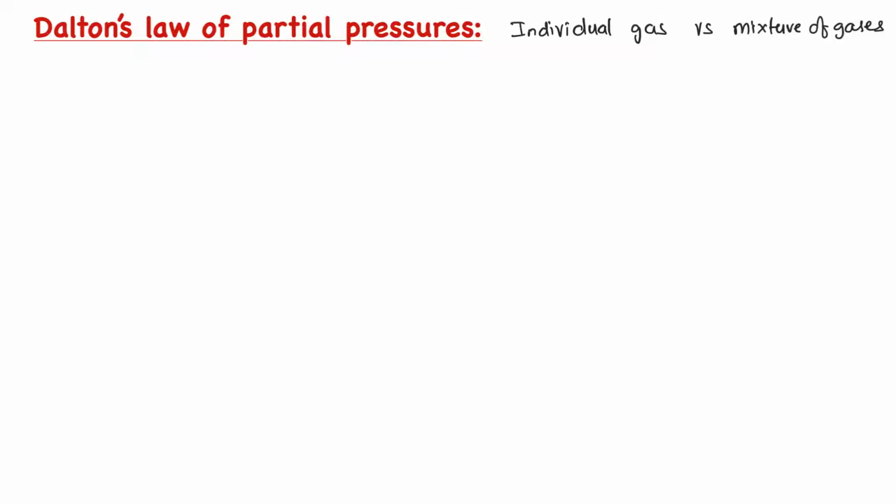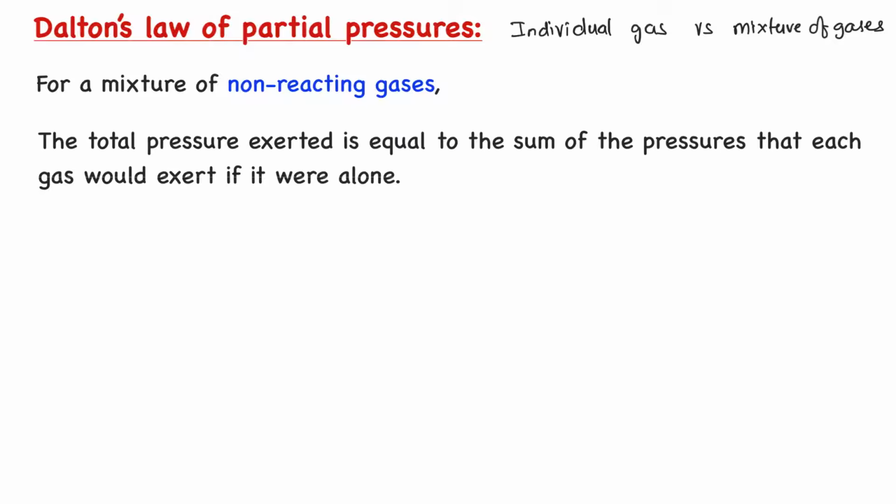In 1803, Dalton proposed his law of partial pressures for a mixture of non-reacting gases. According to Dalton, the total pressure exerted is equal to the sum of pressures that each gas would exert if it were alone. Let me explain what this means.